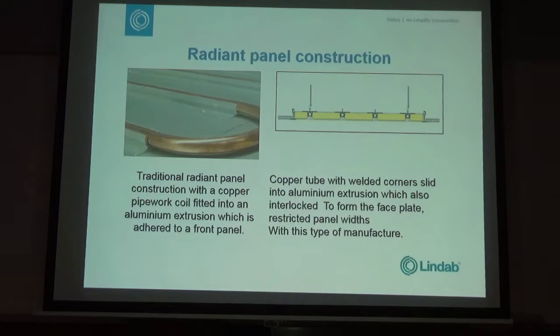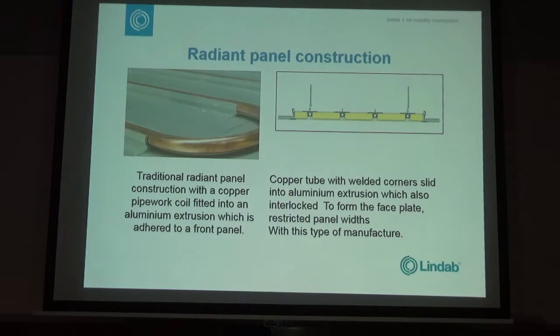So what I'm going to do now is I've brought some samples in, as you can see, like a scrapyard here. The first two up, the construction on the left-hand side is probably 90% of radiant panels in the UK. You take a sheet of aluminium or a sheet of steel and you put an aluminium carrier extrusion on it, and then you put a copper pipe into that extrusion, and then you put insulation on the back of it, and that's pretty simple construction.